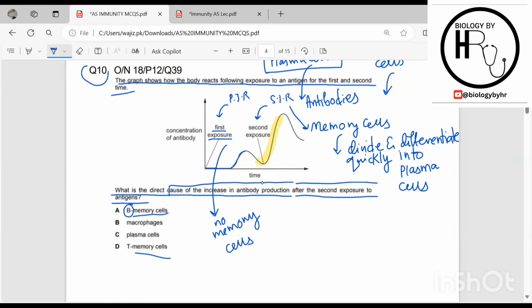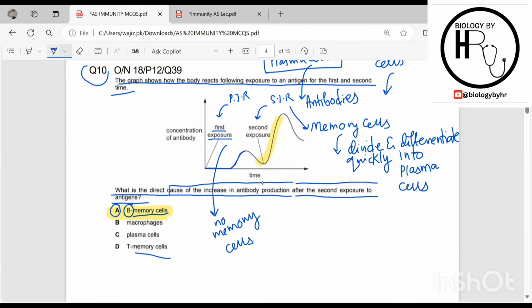Why? Because B lymphocytes differentiate into the B memory cells, and only B lymphocytes, a type of the white blood cells which we have studied, produce the antibody. T lymphocytes are not capable of producing the antibodies. Only B lymphocytes are there to produce the antibodies. Hence, the answer over here is option A.